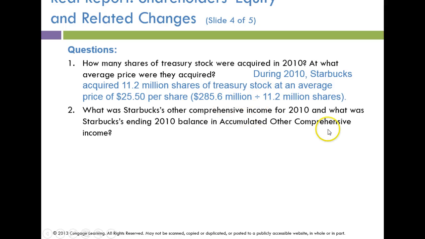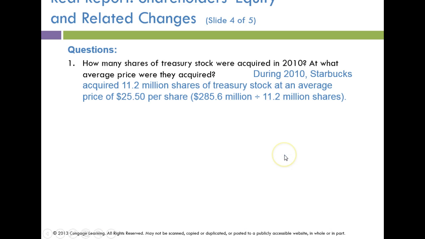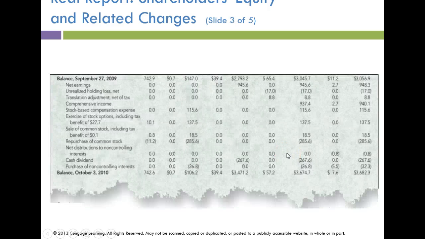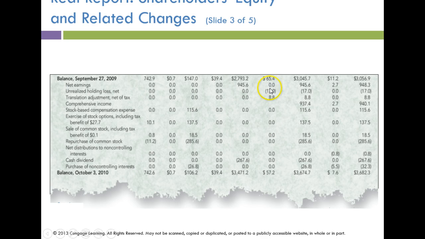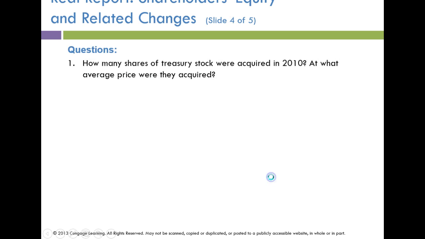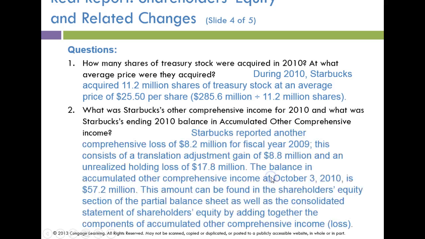What was Starbucks' other comprehensive income? Ending 2010's balance in accumulated other comprehensive income? Well, we got to go back here to figure out what was their other comprehensive income. Other comprehensive income, it started with 48.4 million, and it ended here with 57.2 million. Am I wrong? 57.2 million. So basically, with the Starbucks financial statements they're showing there, they're just wanting us to identify where we can find that extra information.